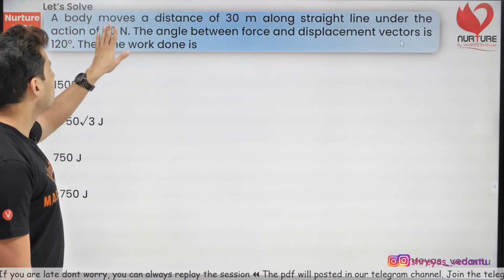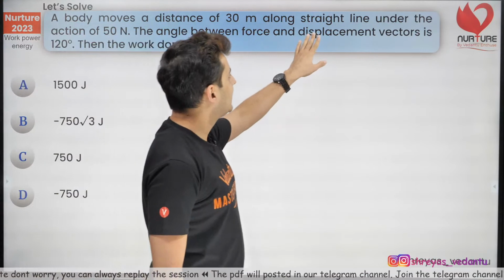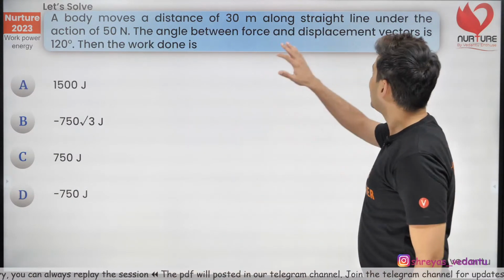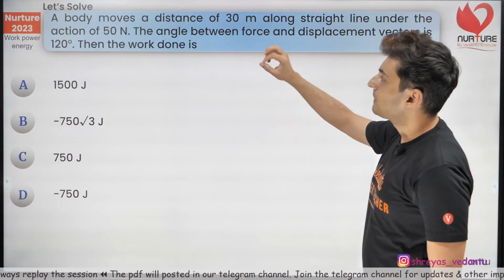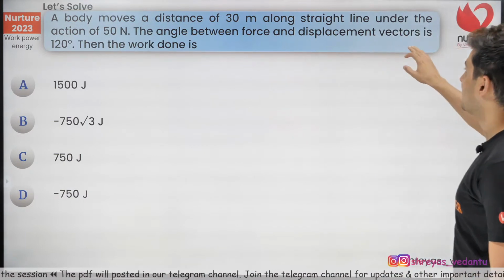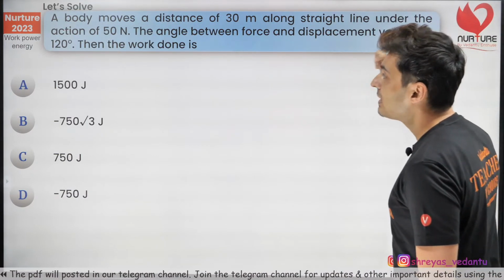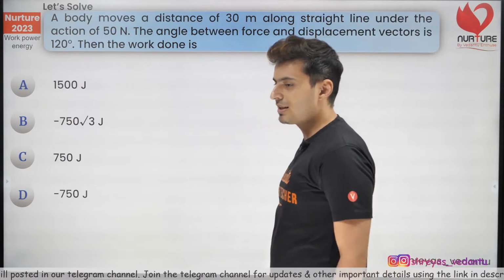A body moves a distance of 30 meters along a straight line under the action of 50 Newton. The angle between the force and the displacement vector is 120 degrees. Then the work done is how much? Come on, my warriors. Let's see how many of you can do this.